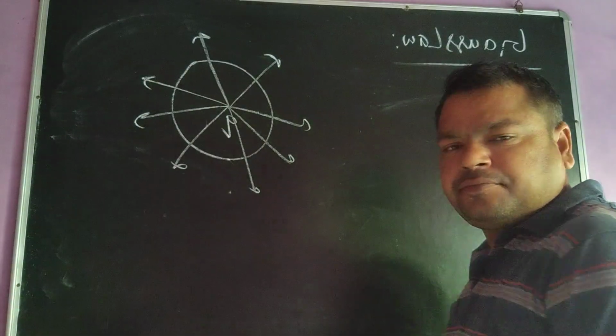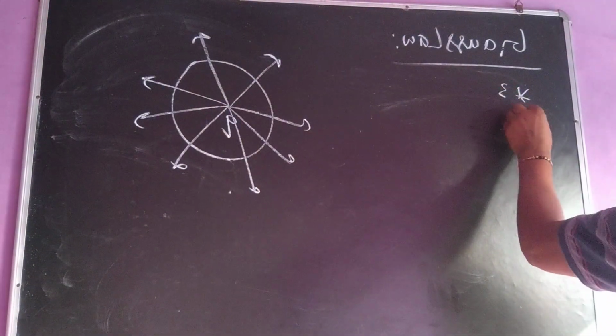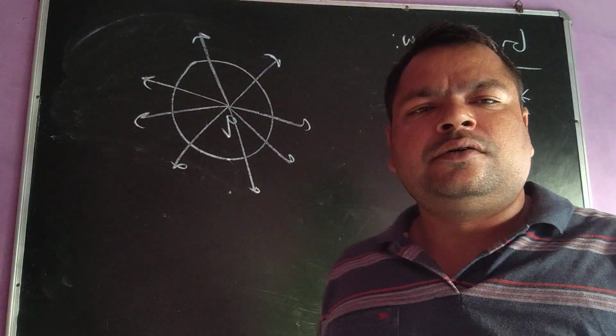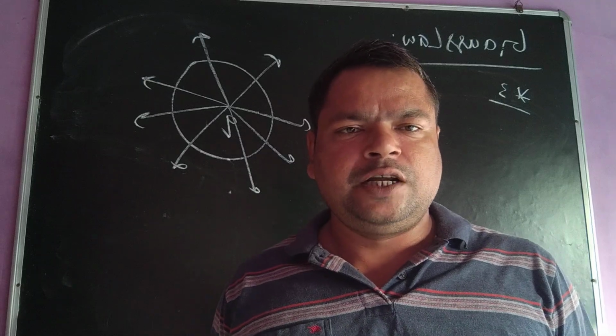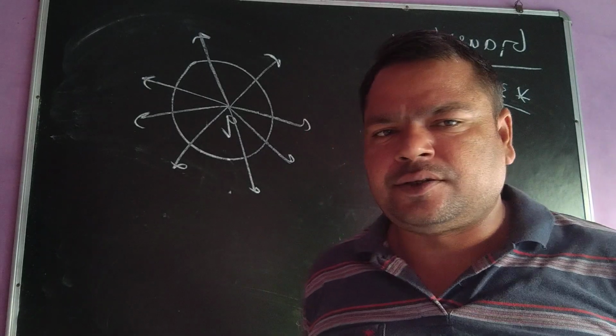Third point is this: the Gaussian surface should be closed and symmetrical. It means Gauss law is valid only for a symmetrical surface.